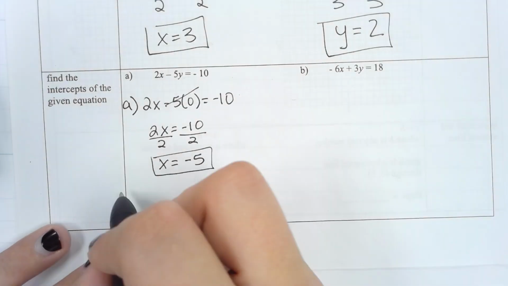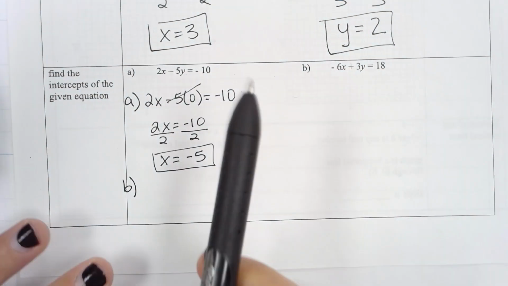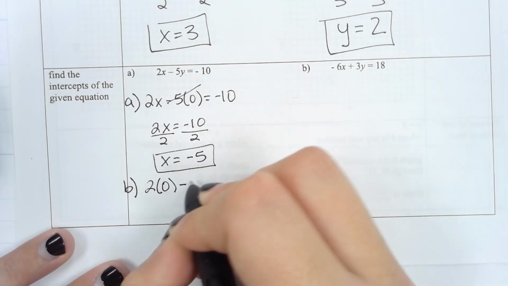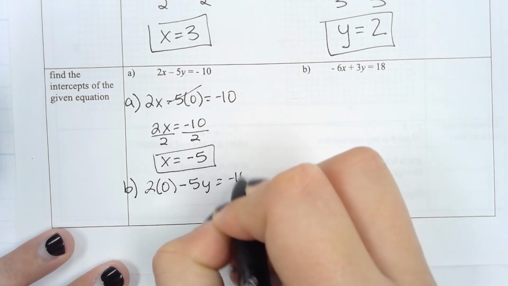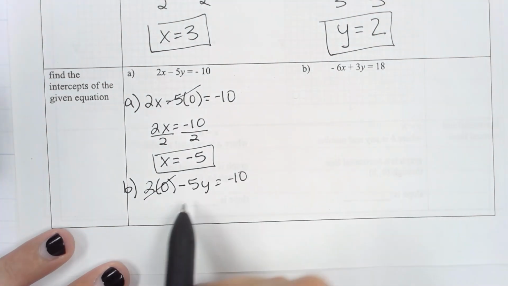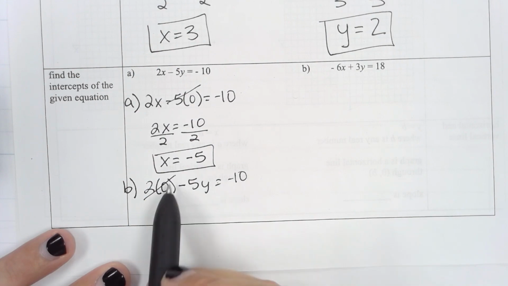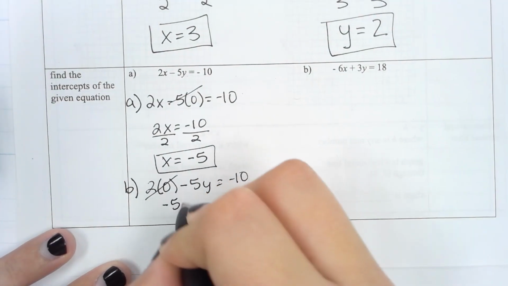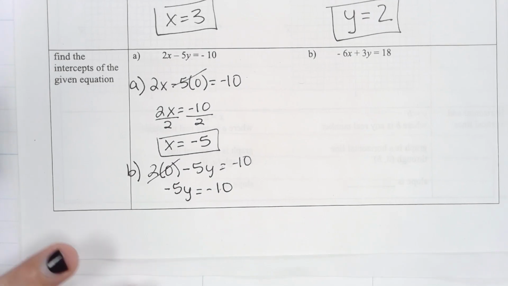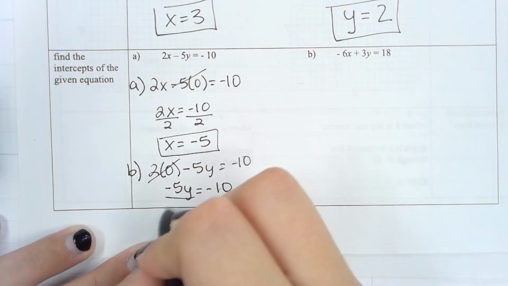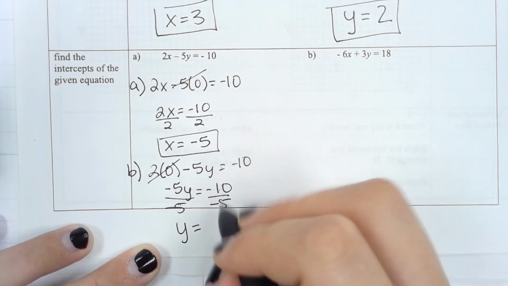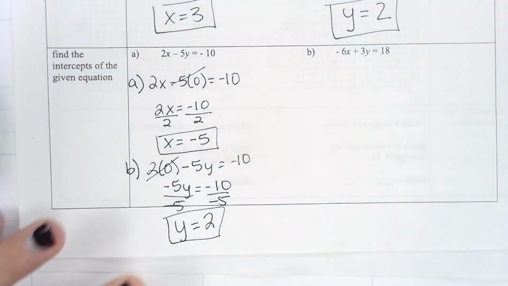Alright, and then to find my y-intercept, I'm going to plug in 0 for x, so let's see what happens. So 0 times 2 is 0, so these will cancel out. Notice how I have negative 5y left, so I'm going to bring that down. And then my last step to get y by itself is to divide by negative 5 on both sides, and negative 10 divided by negative 5 is a positive 2.